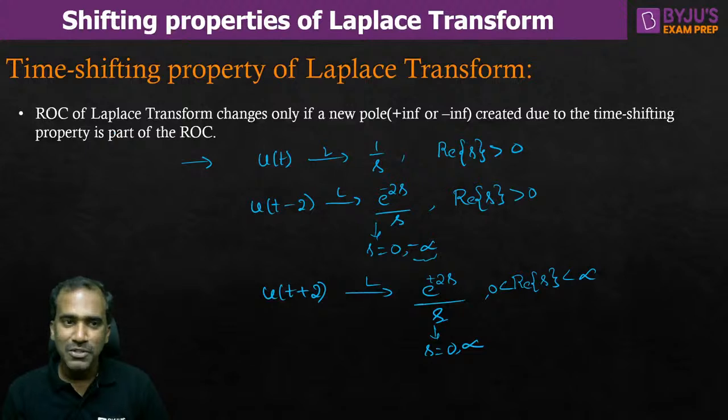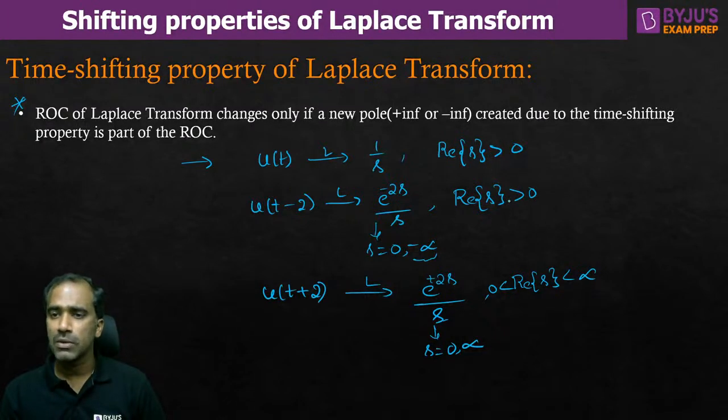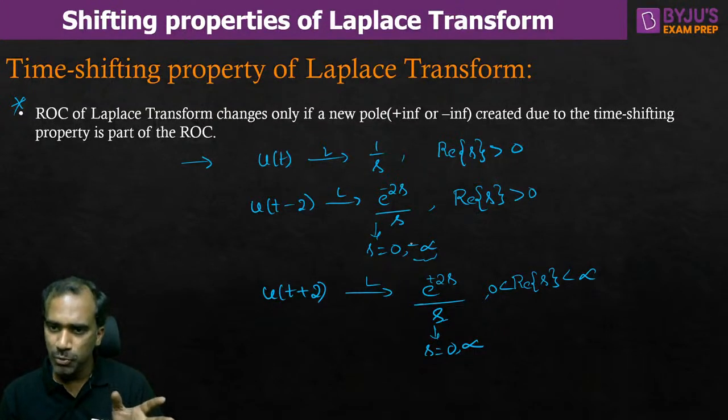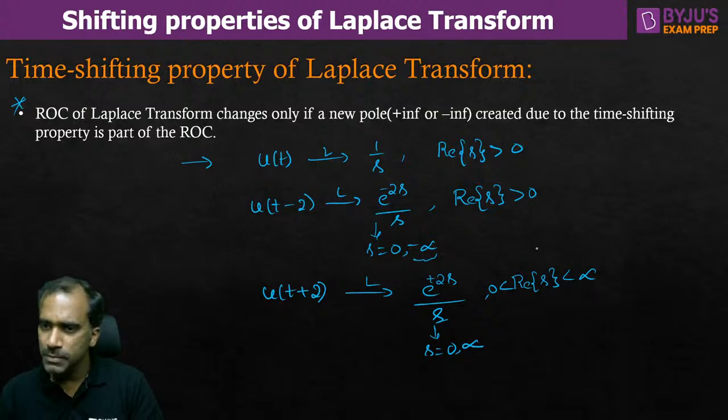Right? I hope now you understand this statement. Because of time shifting, poles are created. If that pole is part of the ROC, we should remove that pole. Here, see this one. This pole is not part of the ROC. Hence, there is no need to remove it because it is not already part of the ROC. The main point is the ROC should not include poles. The new pole created should not be part of the ROC. It is not already part of the ROC, so there is no need to remove it. Here the new pole is part of the ROC. Hence, we are removing it and writing it.